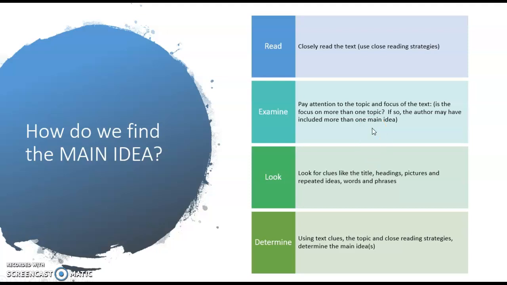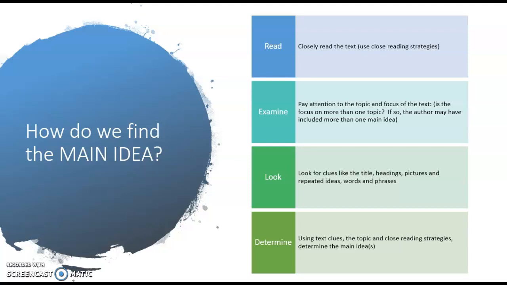And be careful, because sometimes authors can be tricky. And sometimes with the topic that we're thinking about and the focus that we're thinking about, is there more than one focus? Is there more than one focus for this topic? If so, the author might be trying to give you a clue that there's more than one main idea. And a lot of times in the texts that we're reading in 5th grade, there is more than one main idea, and students should be able to pick that out.